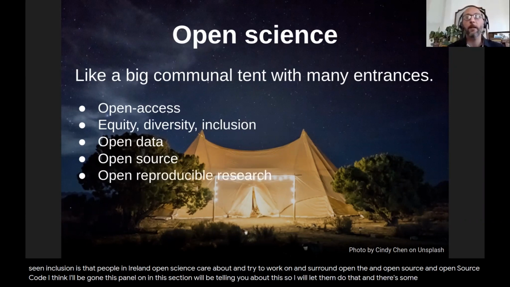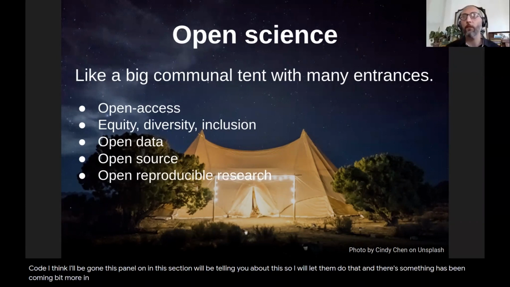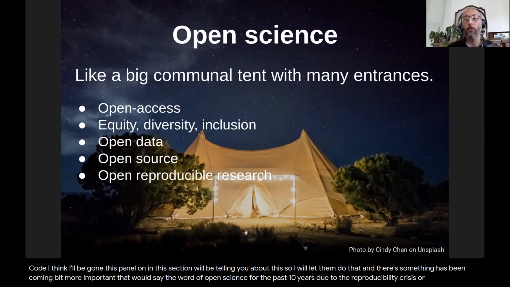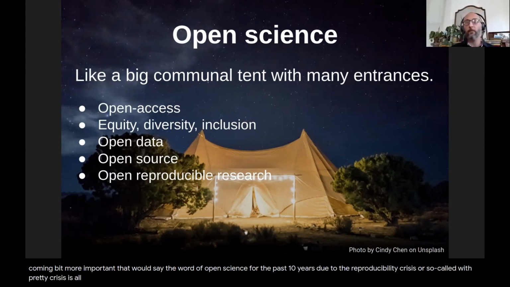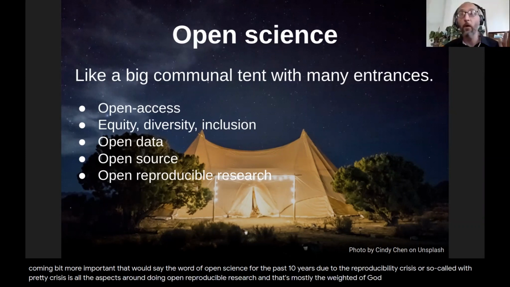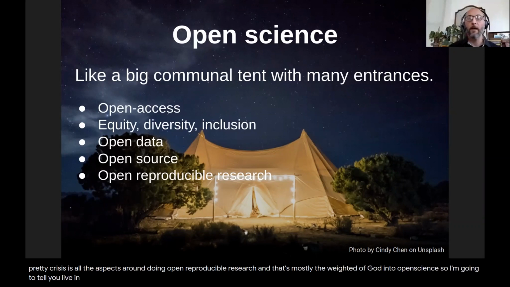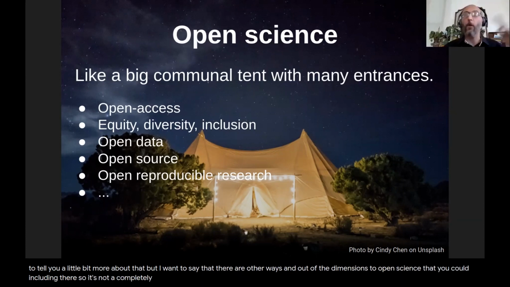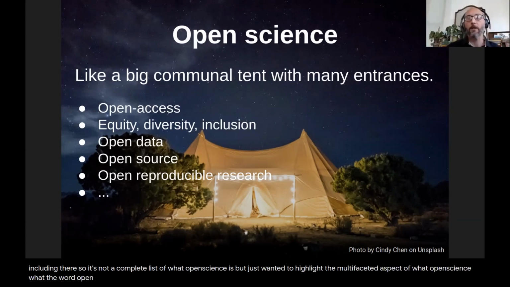And there's something that's been becoming a bit more important in the world of open science for the past 10 years due to the reproducibility crisis, or so-called reproducibility crisis, which is all the aspects around doing open, reproducible research. And that's mostly the way I got into open science. So I'm going to tell you a little bit more about that, but I want to say that there are other dimensions to open science that you could include in there. So this is not a complete list of what open science is, but I wanted to highlight the multifaceted aspect of what the word open science actually entails.